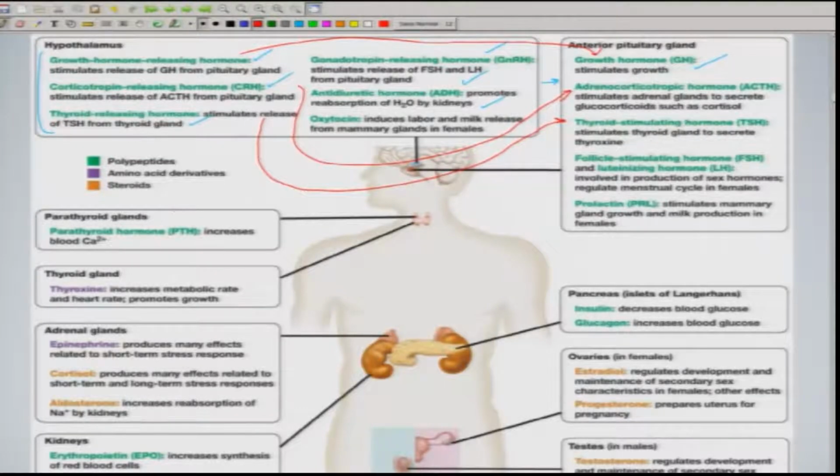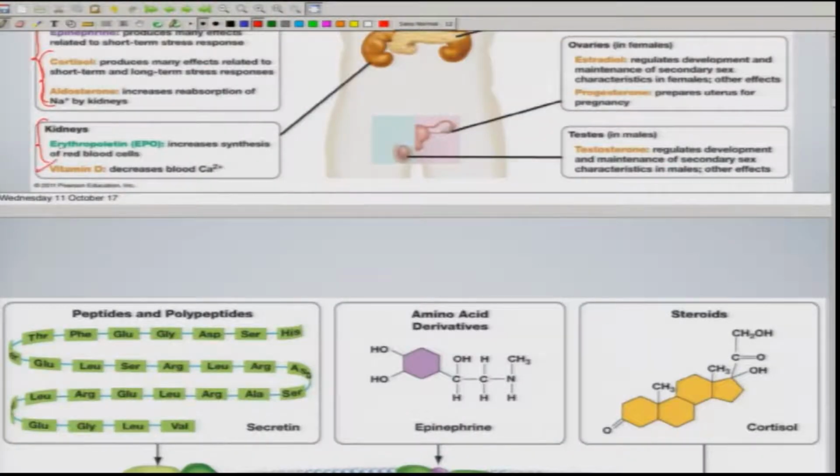Then you have the parathyroid, which is secreting parathyroid hormones, and you see these color codes. These color codes are important because the green ones show the polypeptides, the magenta shows the amino acid derivatives, and the orange shows the steroids. Okay. Then you have the thyroid, which is an amino acid derivative, which is secreting thyroxine. Then in the kidney you have the adrenal, which is secreting epinephrine, and two steroid hormones, cortisol and aldosterone, and the kidney, which is secreting erythropoietin, which increases your red blood cell production, and vitamin D, which decreases the blood calcium.